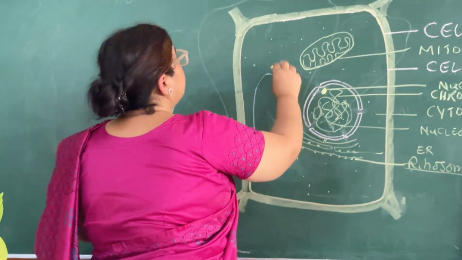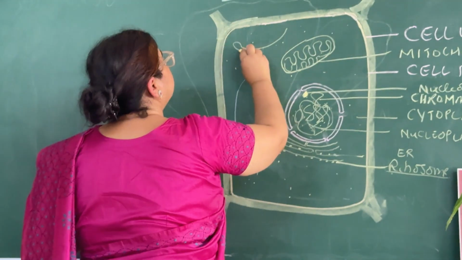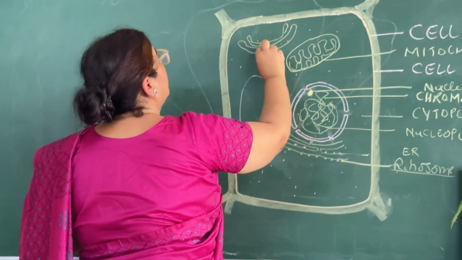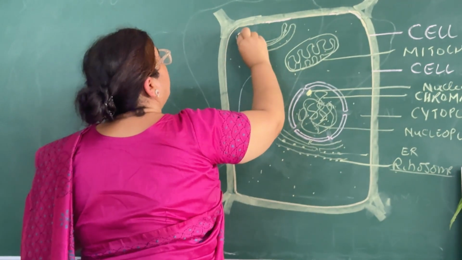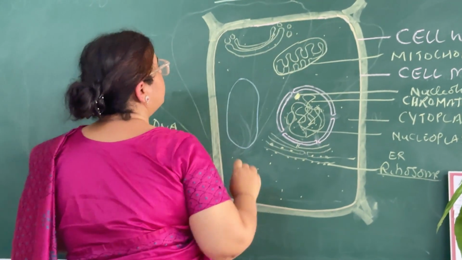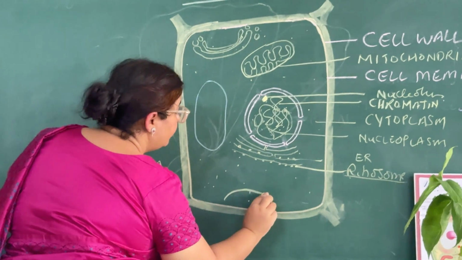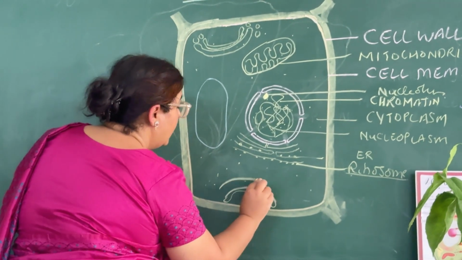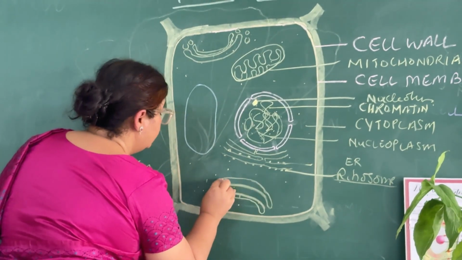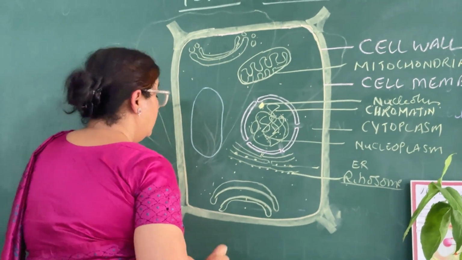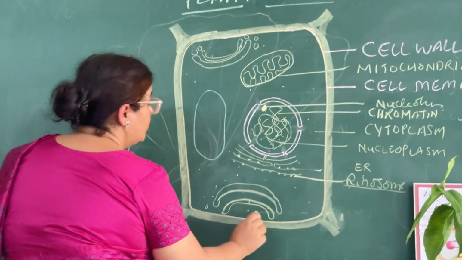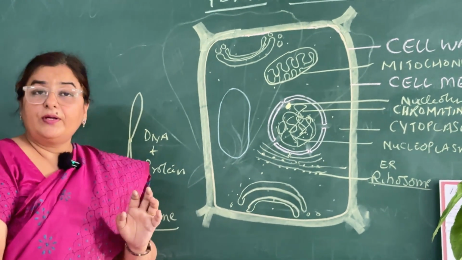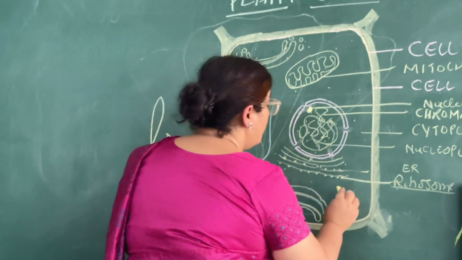Then there is the Golgi body. Golgi bodies help in storage, modification of the products, packaging of the products, and they form lysosomes also. And they help in conversion of simple sugar into complex sugar. Then a very important organelle in the plant is chloroplast.